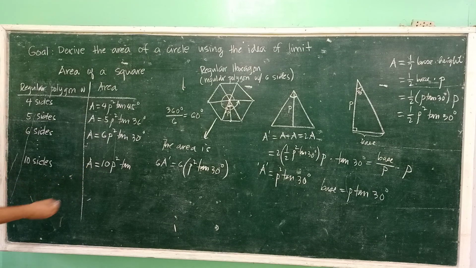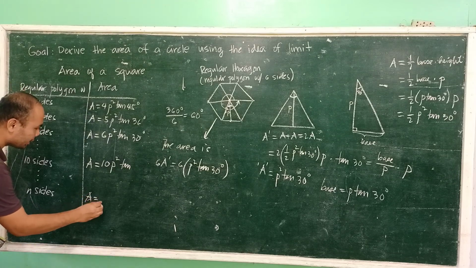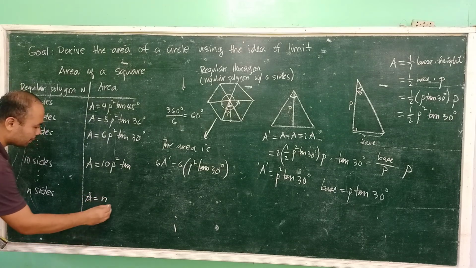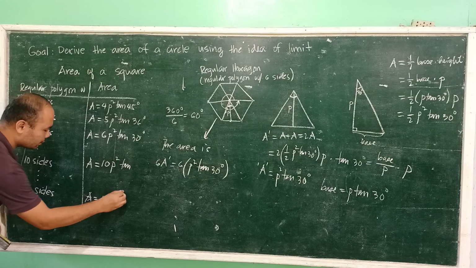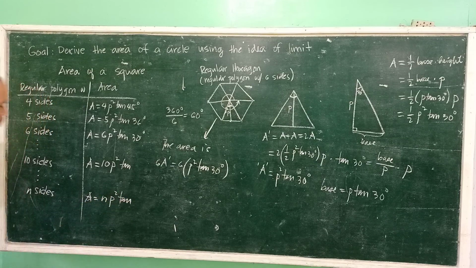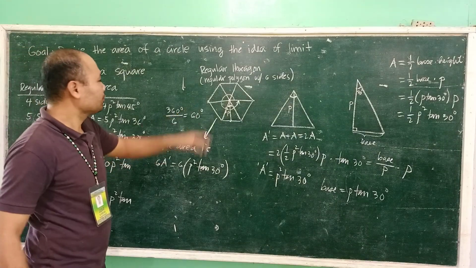Okay, so to answer that part, let's continue to n sides. You have, for example, n sides. So, the polygon has n sides. Of course, the area will still be n times p squared tangent. Okay. So, what did we do here?